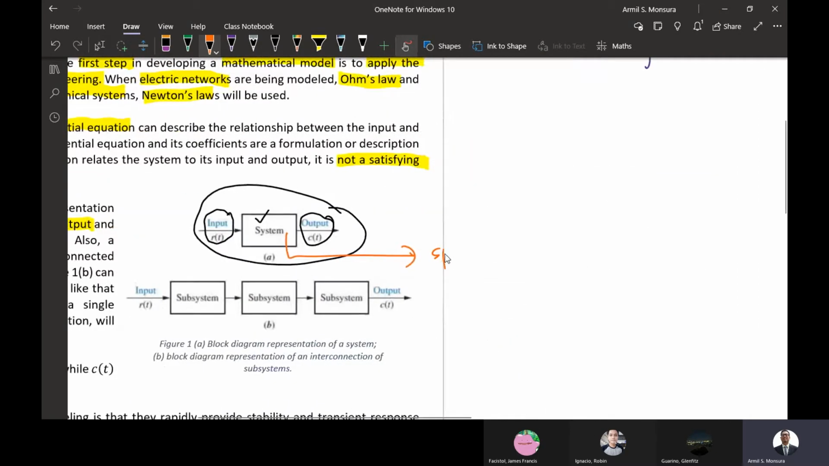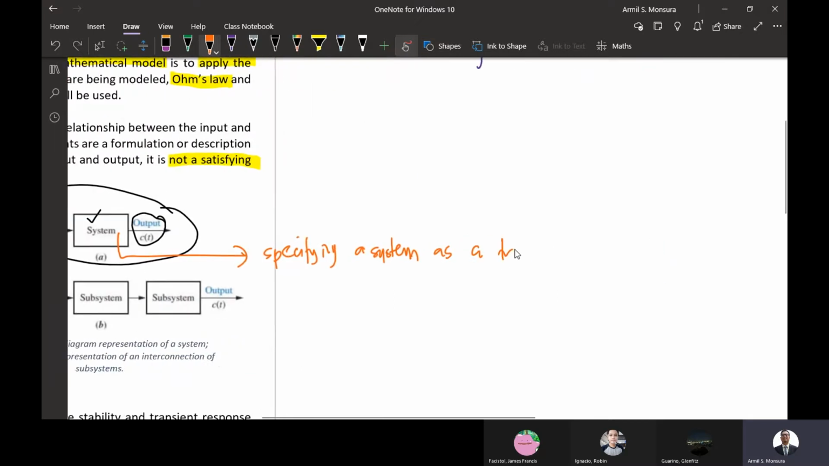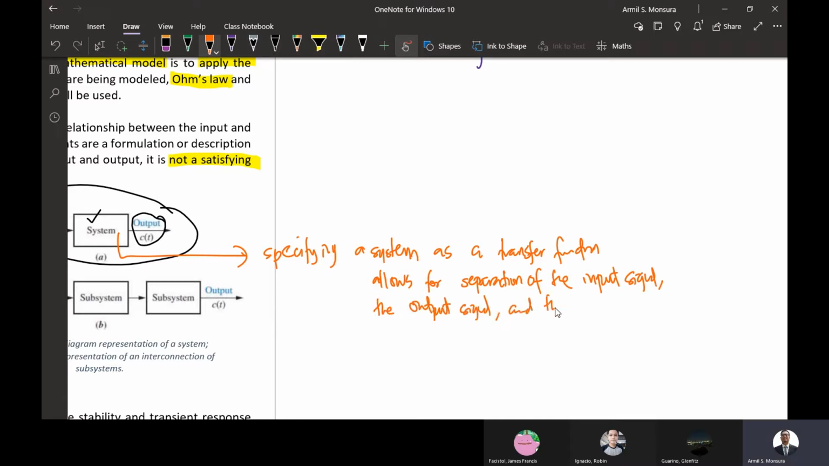Okay? So if you specify a system as a transfer function, it allows for separation of the input signal, the output signal, and the system mathematically. So we have separated them.